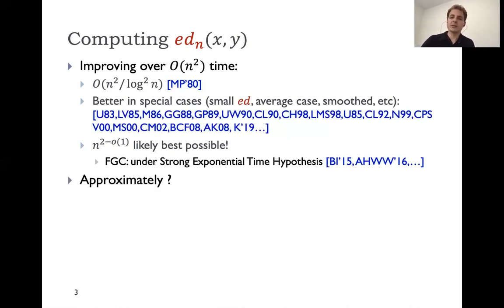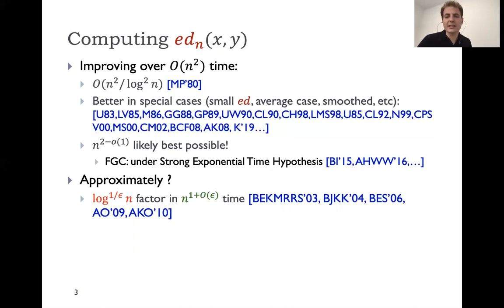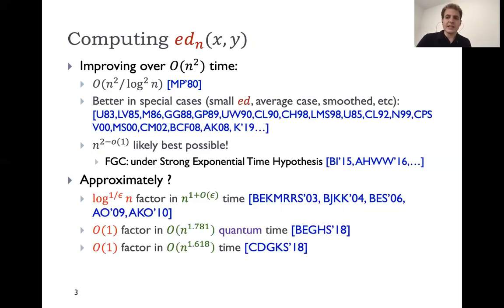Then the question remains, what if we allow some approximation? There has been a line of work there in the early 2000s. In the beginning, we were able to get some polynomial approximation. Later on, we were able to get polylogarithmic approximation in near linear time, which was work done in 2009 and 2010. And more recently, there was a breakthrough that allowed us to do even better approximation, a constant factor, in fact, in subquadratic time. In the beginning it was quantum time, and then in regular time.